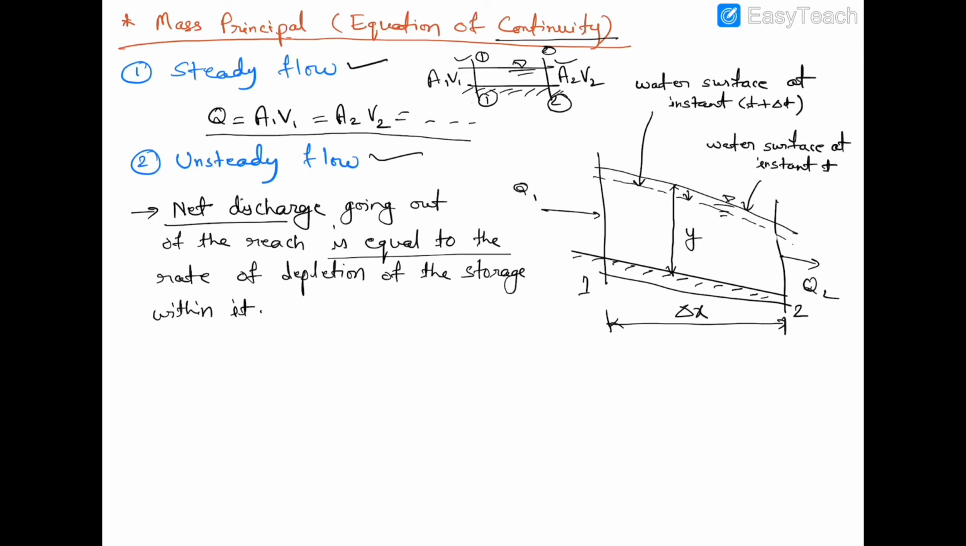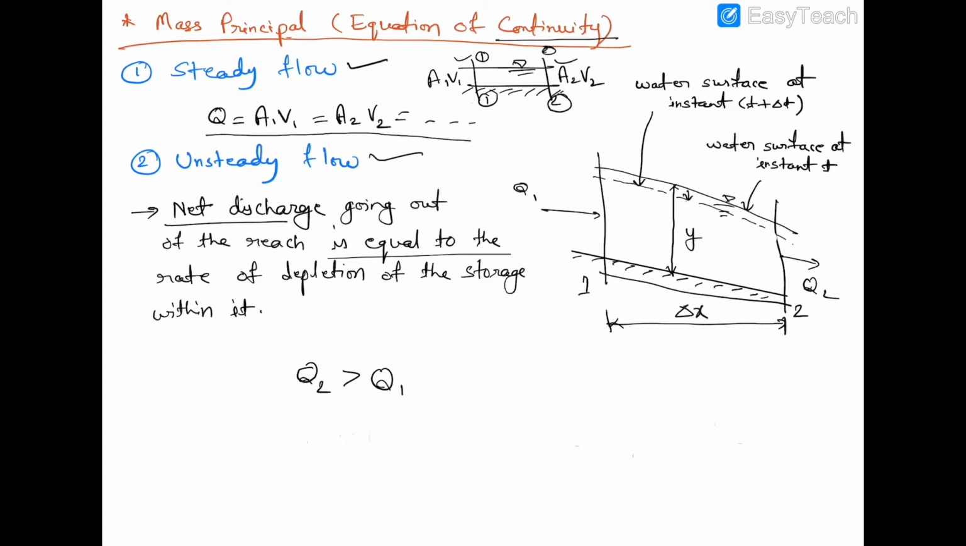Suppose at section 2 the discharge Q2 is greater than the discharge at section 1. So in this case the outgoing flow will be more than the incoming flow. And as a result of this, the water surface will start falling.